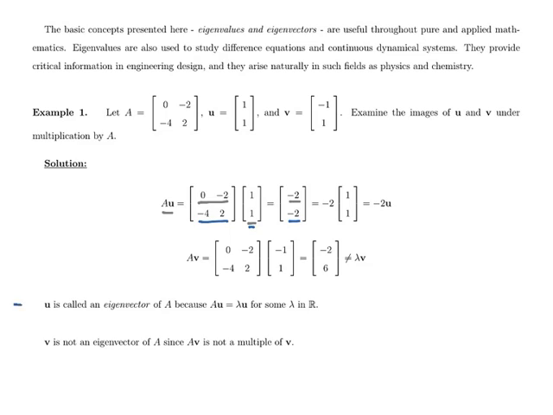And when this happens, we say that u is called an eigenvector of A because we have Au is equal to lambda u for some lambda in R. In this case, we had lambda is -2.